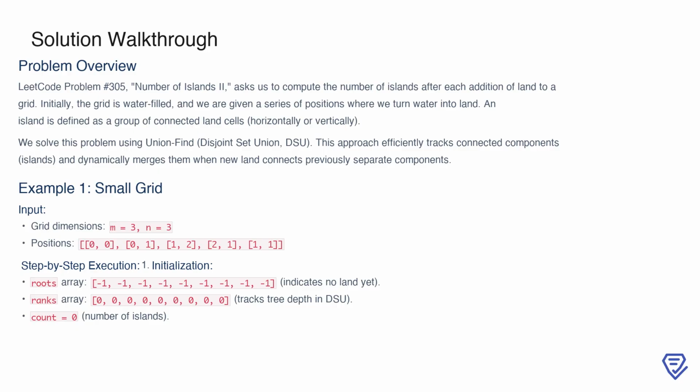Imagine a 3x3 grid where we add land at 5 positions: 0,0; 0,1; 1,2; 2,1; and 1,1. Initially, the grid is represented by a roots array, where all values are -1, indicating water. We also maintain a ranks array to track the depth of trees in the union find structure, and a count variable to store the current number of islands, which starts at 0.